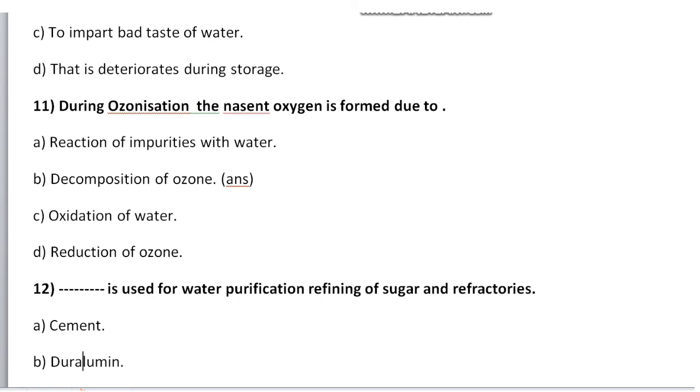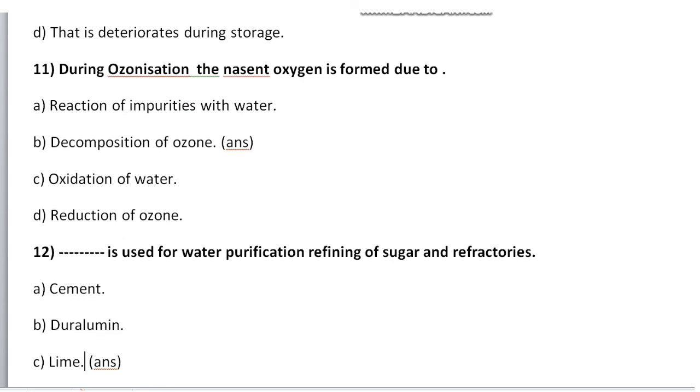During ozonization, the nascent oxygen is formed due to what? It is formed due to decomposition of ozone gas. There is formation of molecular oxygen, that is O2, and O, which is known as nascent oxygen.